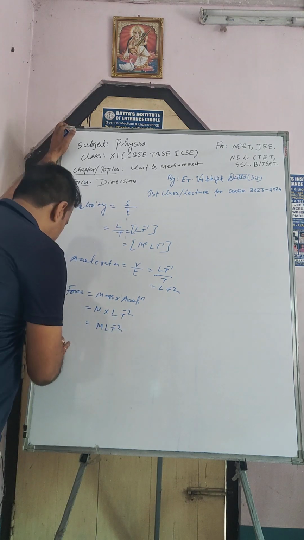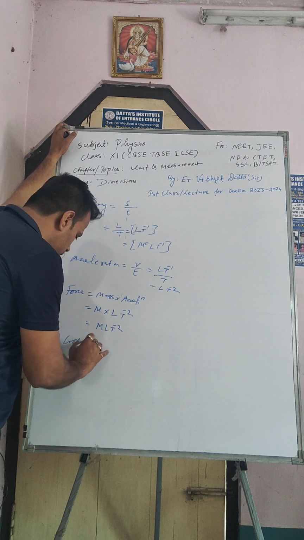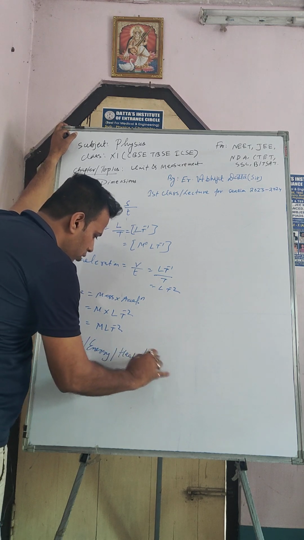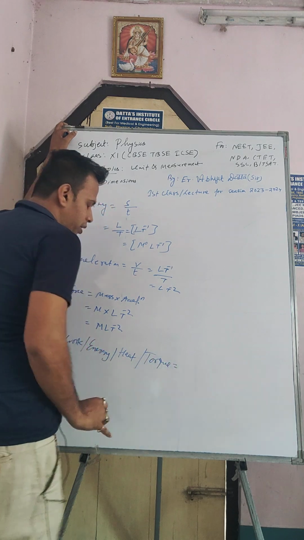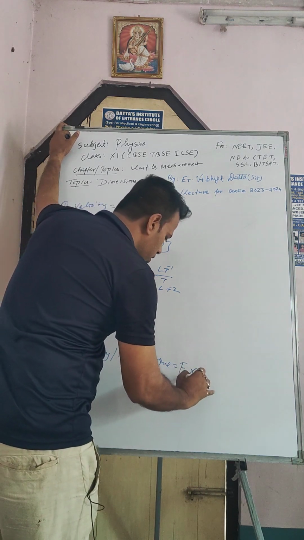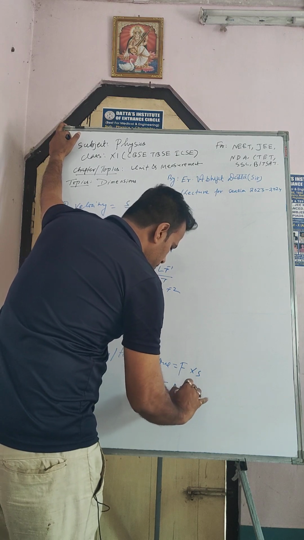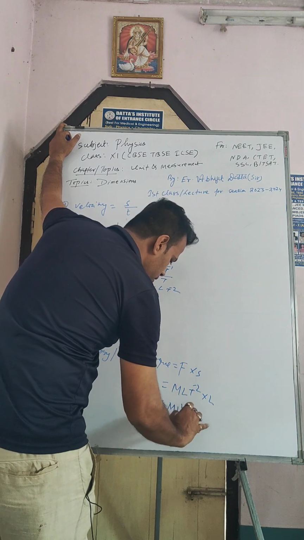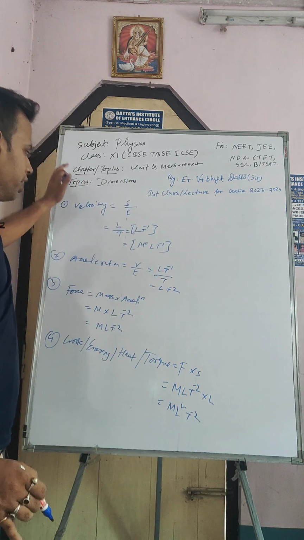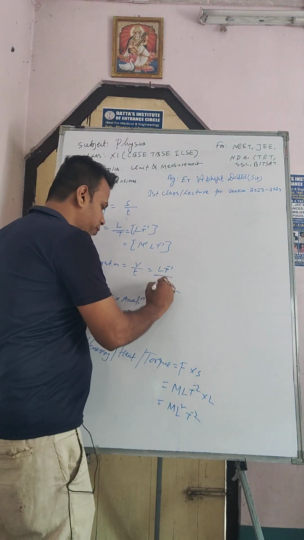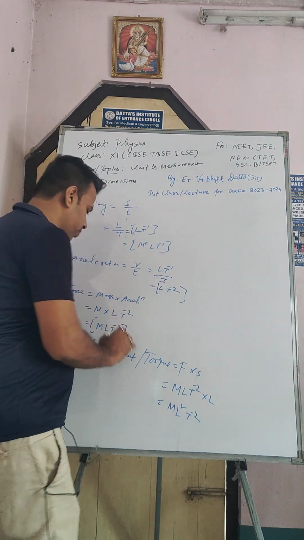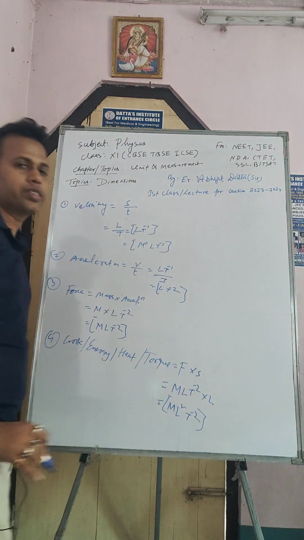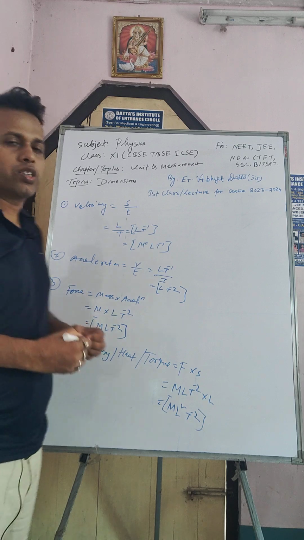Okay, and number 4 is work, energy, heat, torque, which have the same dimensions: force into distance. Force is MLT^-2, distance is L, so it will be ML^2T^-2. Okay, you just have to remember these 4 dimensions only, and if you can remember these 4 dimensions, you can find out every physical quantity's dimensions. You just have to know the formulas.